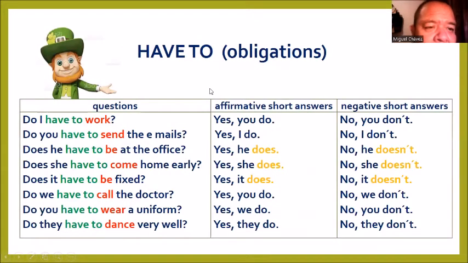And the same as with possessions, in the interrogative, we are going to start with do or does at the beginning. Do I have to work? Yes, you do. No, you don't. Do you have to send the email? Yes, I do. No, I don't. Does he have to be at the office? Yes, he does. No, he doesn't. Does she have to come home early? Yes, she does. No, she doesn't. And check again that if we have do or does, the verb have to has the same form for any person.